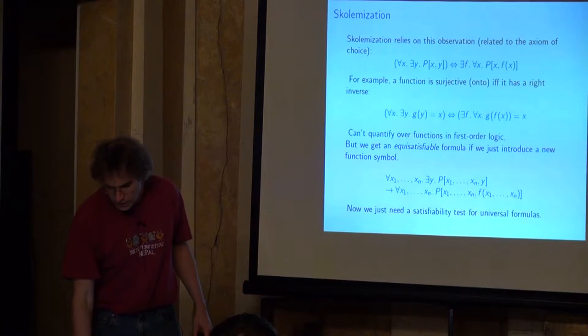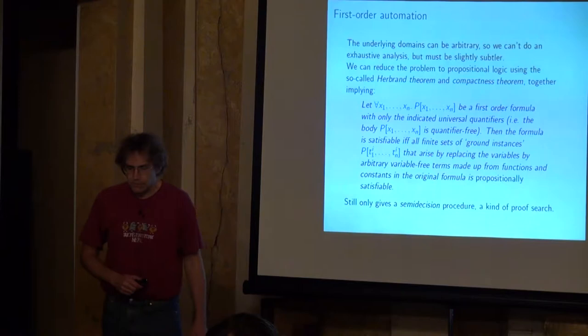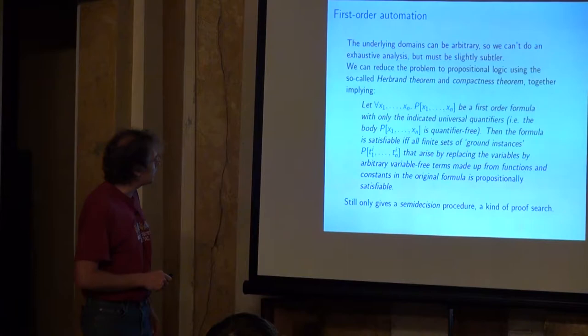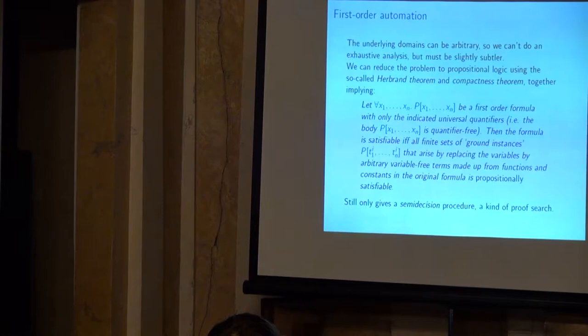And indeed, it turns out that satisfiability isn't decidable, but it is at least semi-decidable. And the key to this is, well, there are two theorems that are often called Herbrand's theorem and the compactness theorem. These are a little bit technical to prove, so I won't prove them here. You can find the proofs in my book. It's not really that hard, but it requires a bit of work.